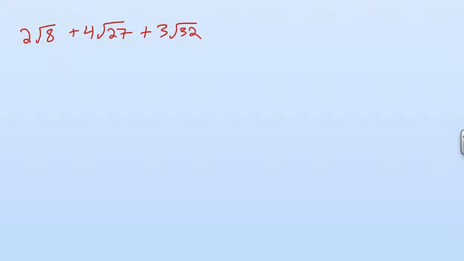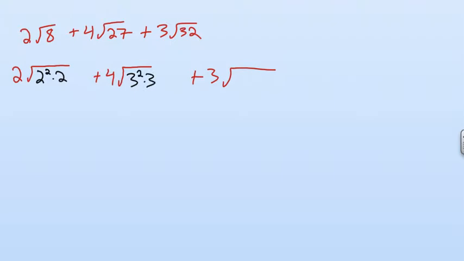So I'm not going to physically write out the factor tree. I'm just going to show you the result of it if I was using perfect squares method. Okay, I'm going to write all the original stuff in red so we can kind of keep track of that. I'll show my factor trees in black. 8 I would write as 2 squared times 2. 27 is 3 squared times 3. And 32 as 2 squared, 2 squared, and 2.